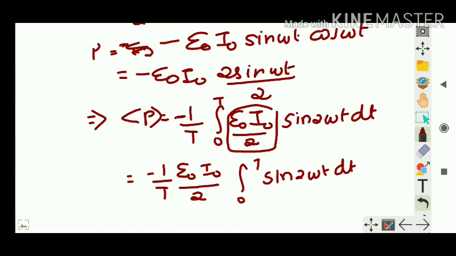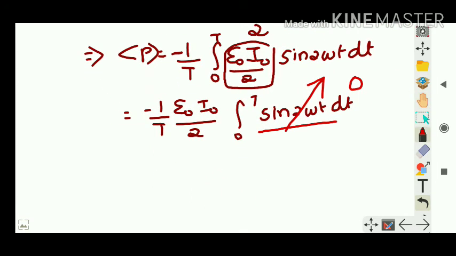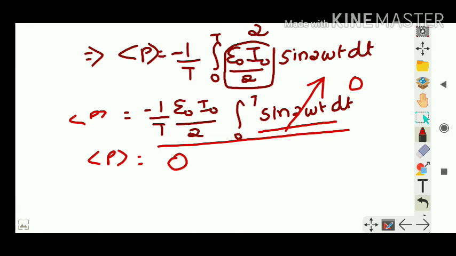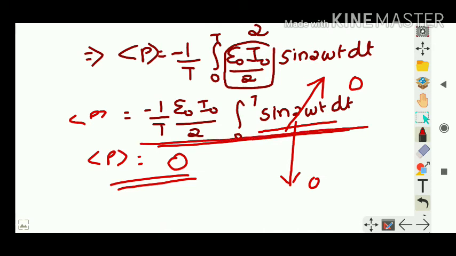Simple. Now in the earlier class itself, I told you that for an entire time period, sine or cos functions integrate to 0. So this entire term goes to 0, which means the average power is 0. The average power supplied to an inductor over one complete cycle is 0. It has instantaneous power, but since this term is equal to 0, this entire term goes off. So the average power of an inductor circuit is 0. But in the case of a resistor, it is not 0. Remember.